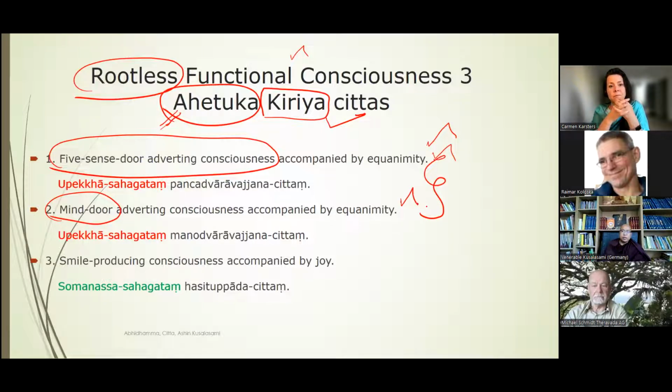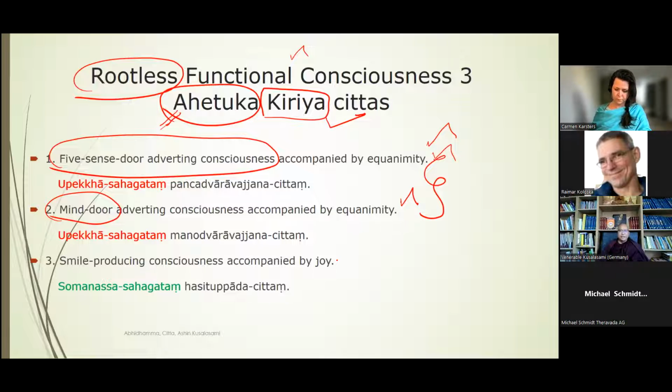Except for this one, mind-door adverting consciousness also works like this. Without mind-door adverting consciousness, the other thought processes cannot appear. And the next one is mind-producing consciousness accompanied by joy. This one is a little bit difficult. It is only for the arahants, so the Buddha and the persons who have already attained arahantship. So this is the mind-producing consciousness. We can talk about this later.